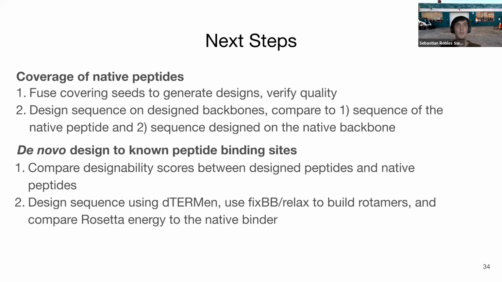I also want to design sequence using Determine, and then build rotamers and compare. Actually, I guess I didn't fully complete this idea, but the idea would be to build rotamers and then look at the Rosetta energy and compare that to the native binder. It would be really interesting to also show that the peptide backbones that we've designed can sustain more than one sequence that has a reasonable energy.